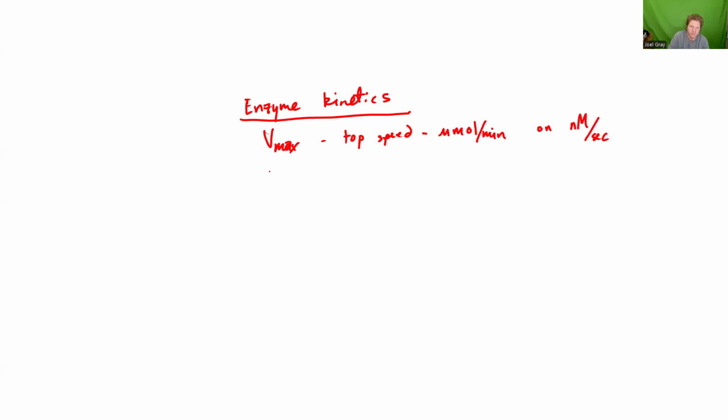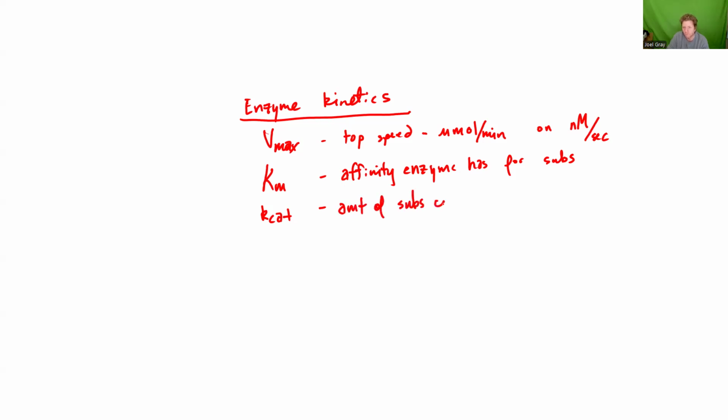Another important kinetic parameter to understand is the Km. Km is the affinity that an enzyme has for its substrate. Another thing that's important to know about is kcat. Kcat is the measure of the amount of substrate converted to product in a time interval. So I'm just going to say in a time.